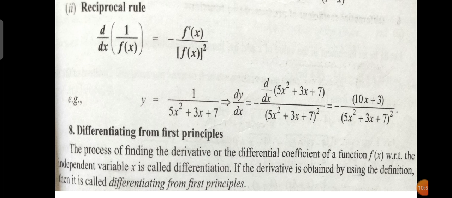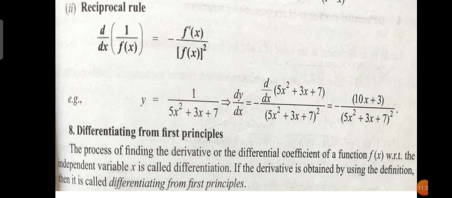Okay, and there's the reciprocal rule. d/dx of 1/f(x) is minus f dash x by f of x the whole square, which is the reciprocal rule. If a function is in the denominator, then you have to do this: minus f dash x, the derivative, with a minus sign, then the derivative of the denominator divided by the denominator square.